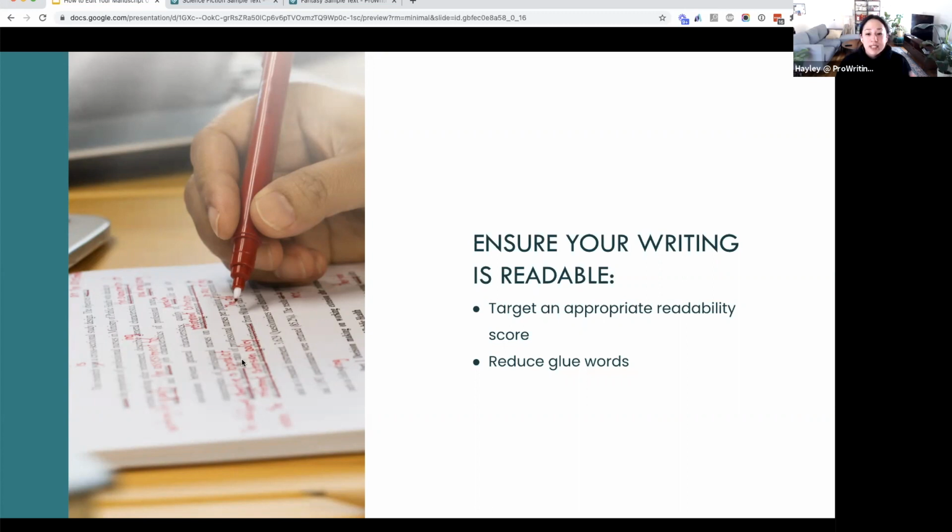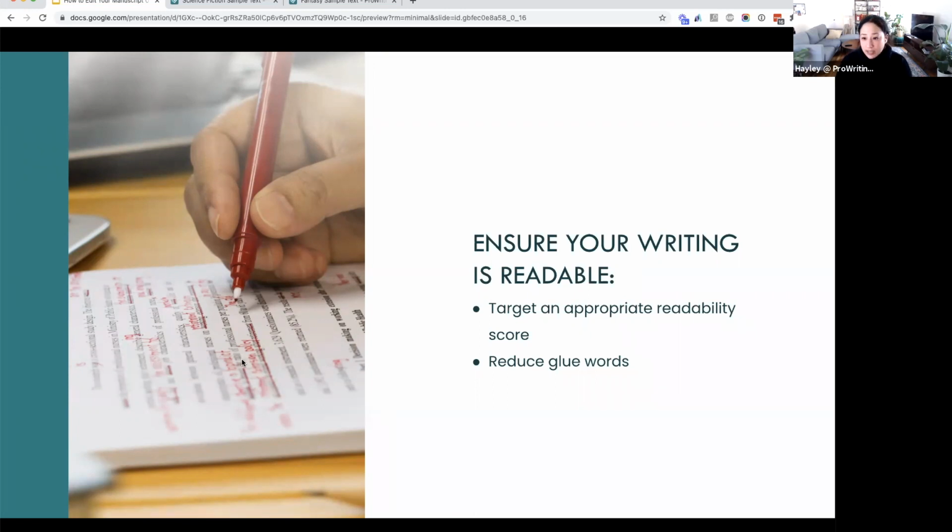So the goal here is to target an appropriate readability score for your audience. The hundreds of people who are watching this, all of us will probably have a slightly different readability score because, again, we all have slightly different audiences. So what you want to think about here is what your audience will understand.